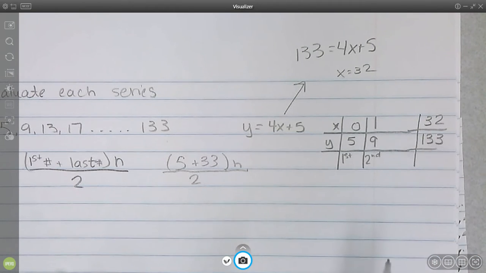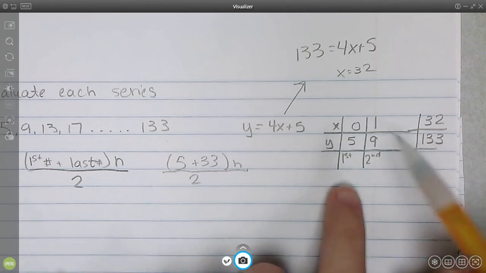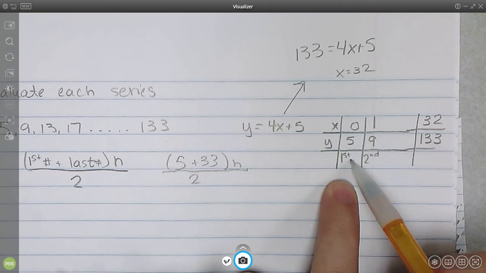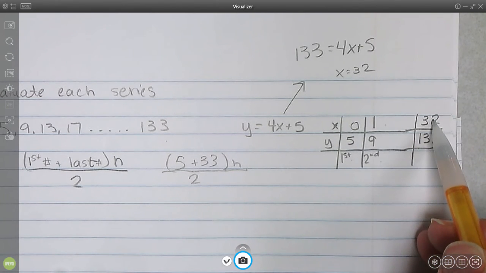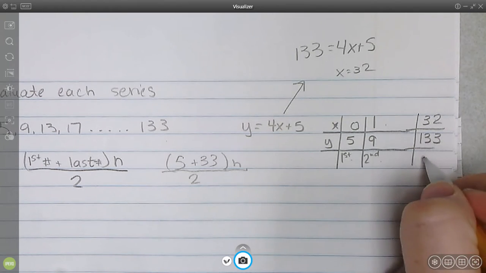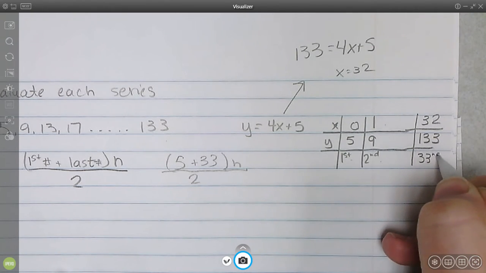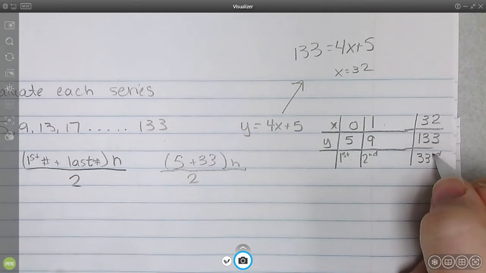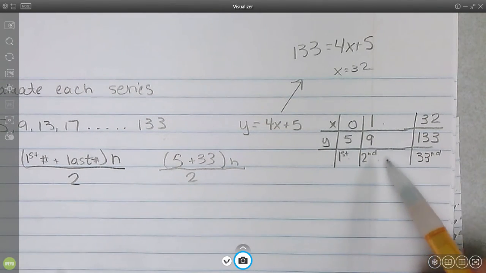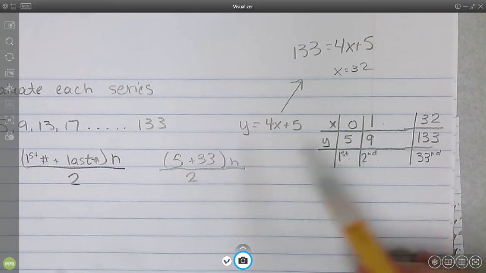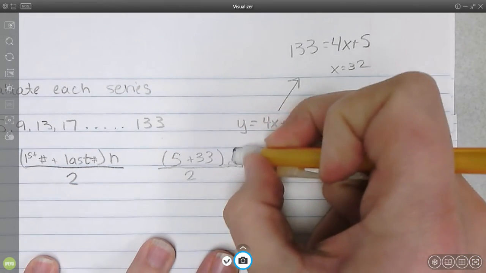So that does not mean you have 32 terms. So if I plugged in 0, I got my first term. If I plugged in 1, I got my second term. So if I plug in 32, that's actually my 33rd term. So these are going up by 1. So that really means my n is 33.